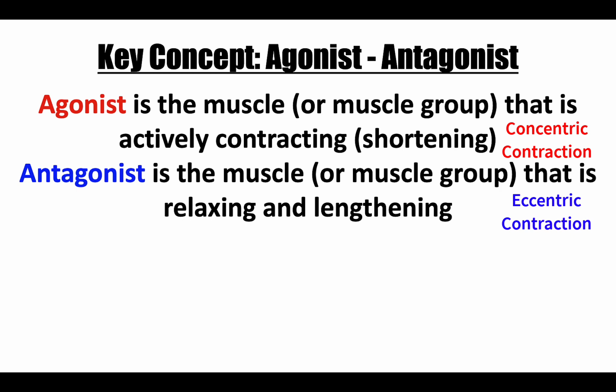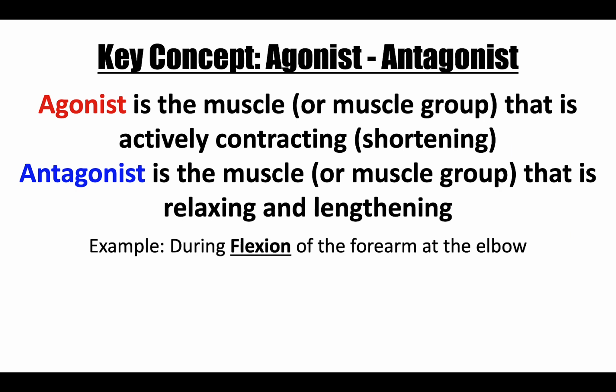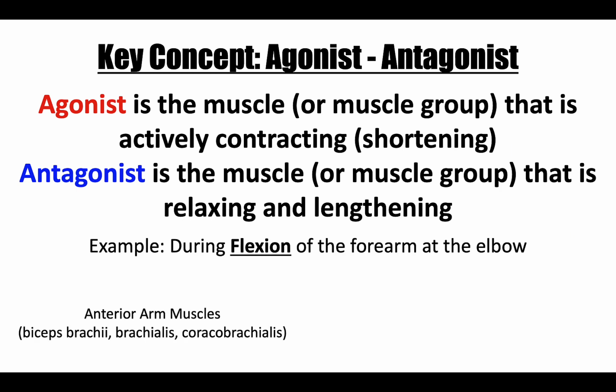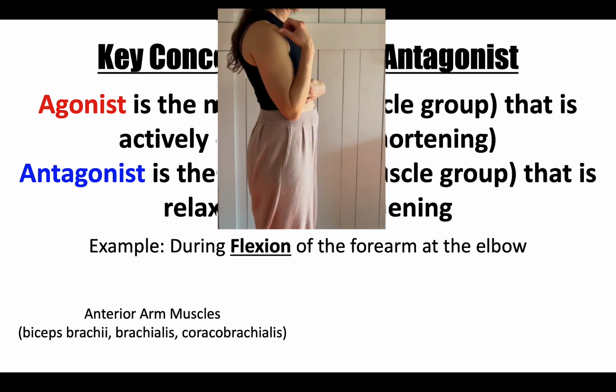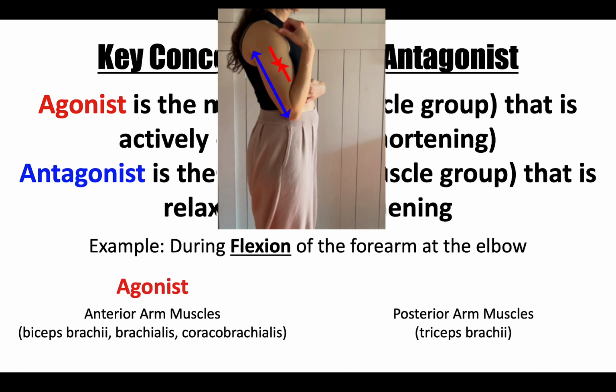As I said before, it's a balance. Let me give you an example. During flexion of the forearm at the elbow, the anterior arm muscles listed below are agonists. They are actively contracting and pulling the forearm closer to the arm, which is flexion. But what we didn't probably consider is that the posterior arm muscles, the triceps, have to lengthen to allow us to shorten on the other side. They would be the antagonist group during flexion.